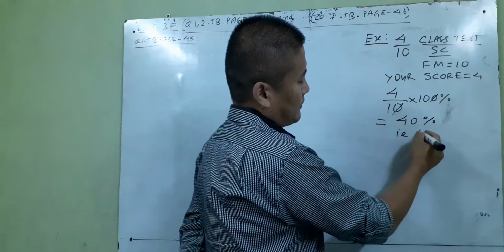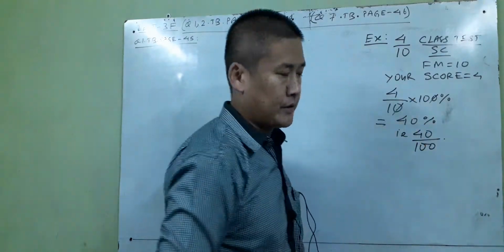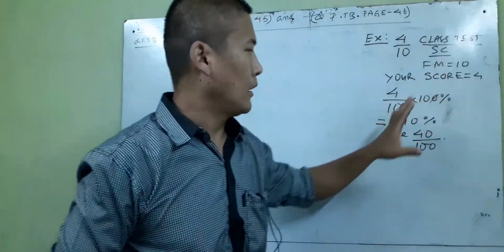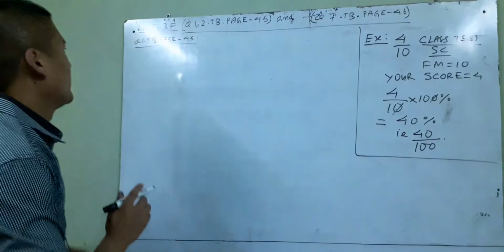In other words, 40% means it is just like 40. You got 40 out of 100 if the full mark was 100. So that is the meaning of percentage. Keep that in your mind as we do the next one.